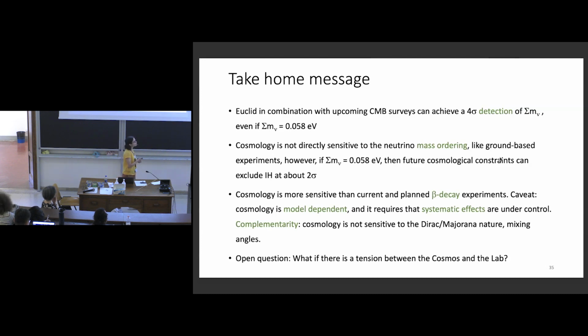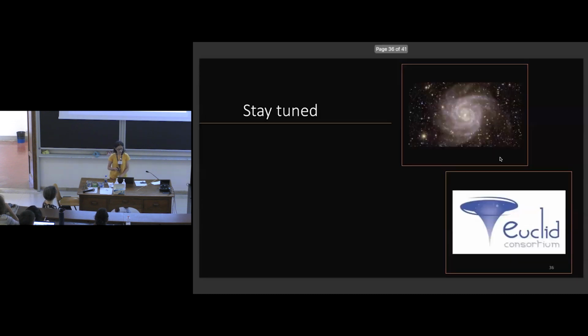And then I will conclude with an open question. What if we have a tension between the cosmological bounds and the bounds from the lab, from ground-based experiments? What if, for instance, KATRIN detects a neutrino mass of 0.3 electron volt, and this is already in tension with the current cosmological bounds? I will leave you with this open question, and of course, stay tuned for the amazing Euclid results.